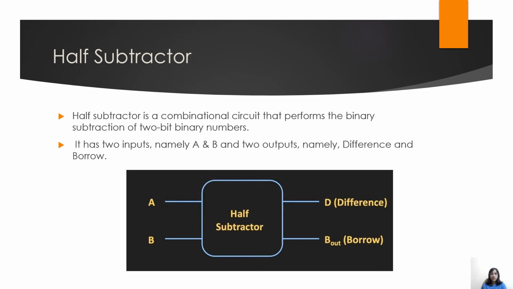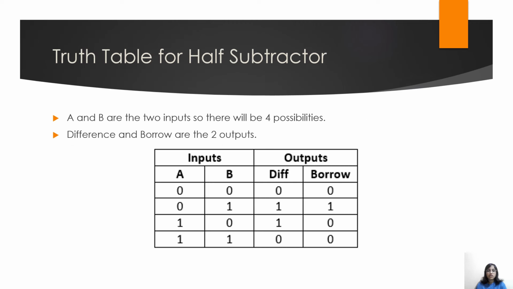First, let us see what is a half subtractor. A half subtractor is a combinational circuit that performs the binary subtraction of 2-bit binary numbers, because of which we get the two outputs, difference and borrow output. Here in the diagram, we can see A and B are the inputs and difference and borrow are the two outputs. Now let us see the truth table for the half subtractor.